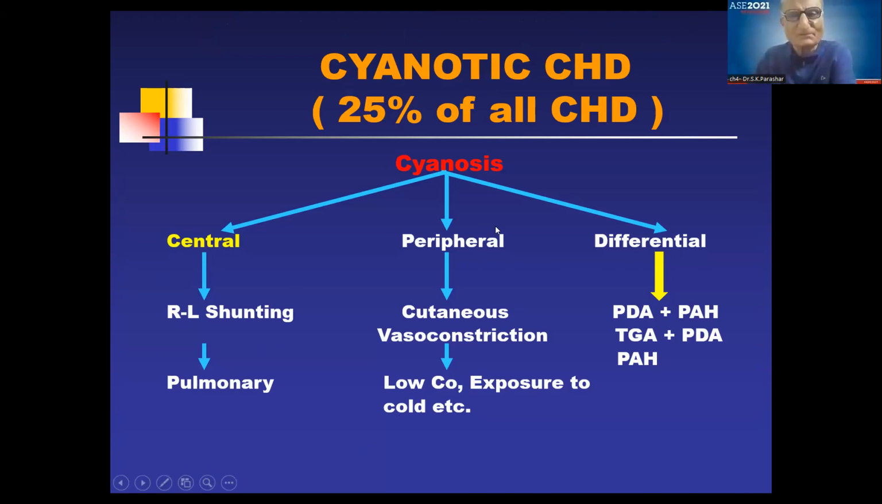There is also differential cyanosis, which we are not concerned with today, and we are not able to see it much now because of early intervention. For example, sometimes you may see cyanosis in the lower limbs and not in the upper limbs, like a patent ductus arteriosus with pulmonary artery hypertension leading to reversal of the shunt, and sometimes cyanosis in the upper arms but not in the lower ones, like TGA plus PDA. But we are mostly focusing on the central cyanosis.